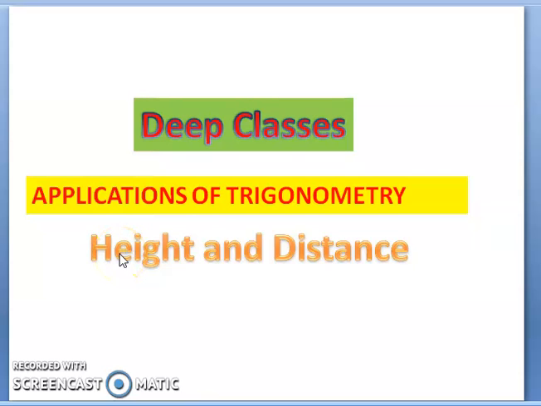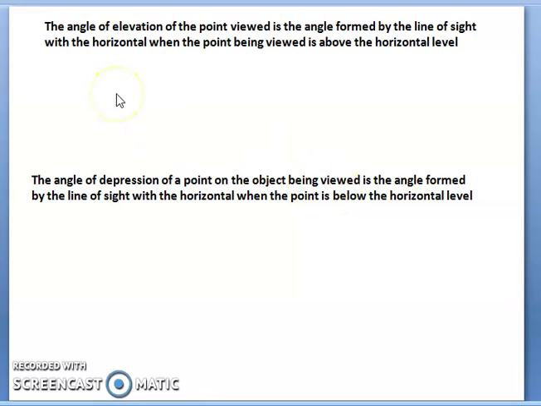Today's topic is height and distance, or the application of trigonometry. This is the last part of trigonometry. We already discussed the trigonometric ratios and their values, how we can find them, and using those values and the identities, how we can find other values. Now, what are the angle of elevation and the angle of depression?